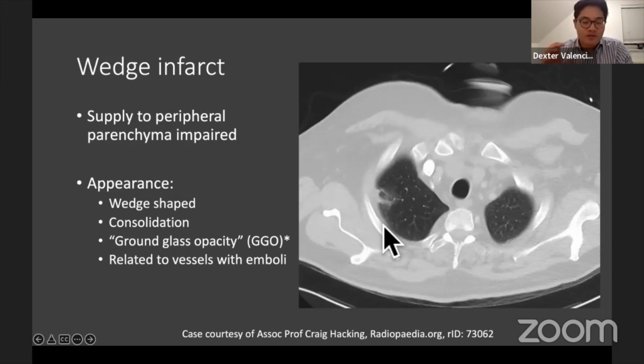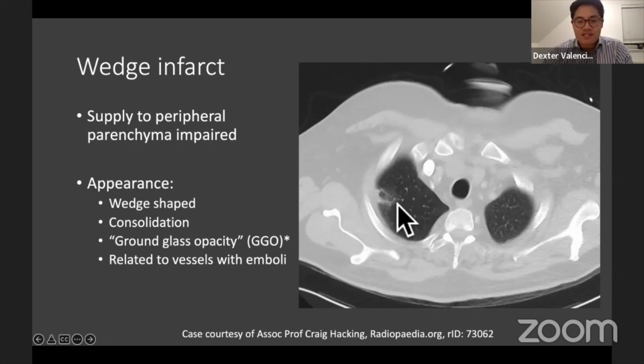It's in the periphery, so it's very far into the tissue, all the way out to the lung edge. That's where you find them. And as well as its shape, it looks like this one is quite hazy. This is what we call a ground glass opacity. I've put a star next to ground glass opacity because I will explain what that technically means to give a clear explanation. You might get a bit of consolidation in a wedge shape. And what it ultimately relates to is abnormal vessels that have pulmonary emboli.